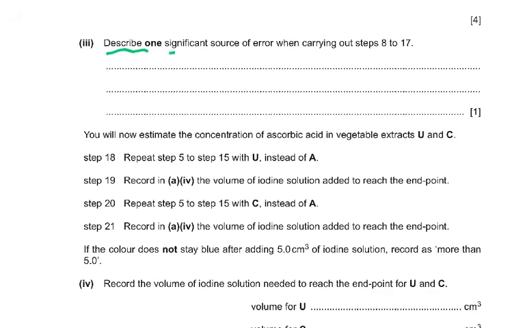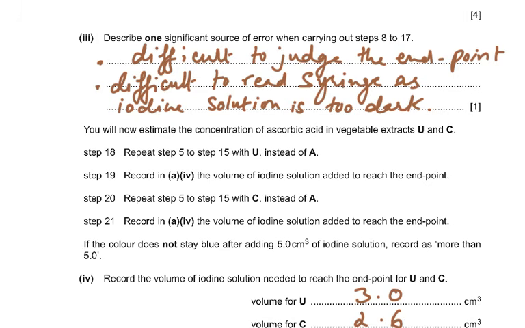Then it says describe one significant source of error when carrying out steps 8 to step 17. So go back onto steps 8 to step 17. Now this error is difficult to judge the endpoint. Sometimes it's blue, sometimes you think it's not blue. Is it blue? Is it not blue? It's a very light blue. And it's difficult to read the syringe as the iodine solution is too dark. So these were the only 2 errors, and there's only 1 mark for it: difficult to judge the endpoint, and difficult to read the syringe as the iodine solution is too dark.